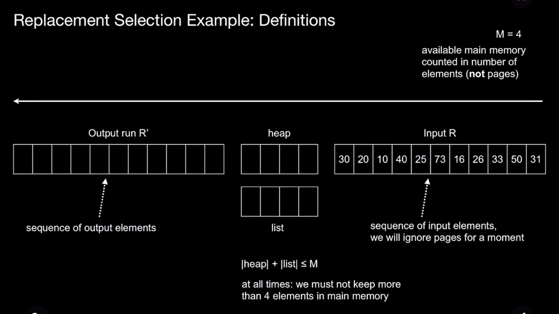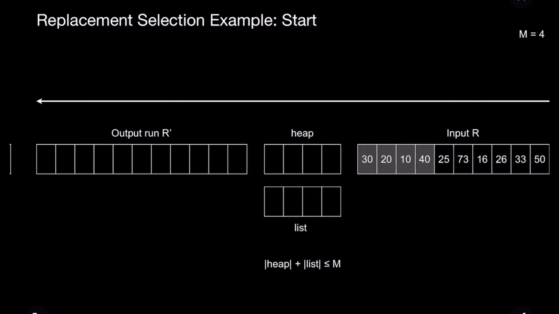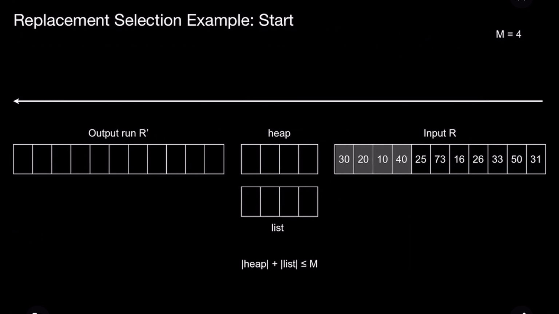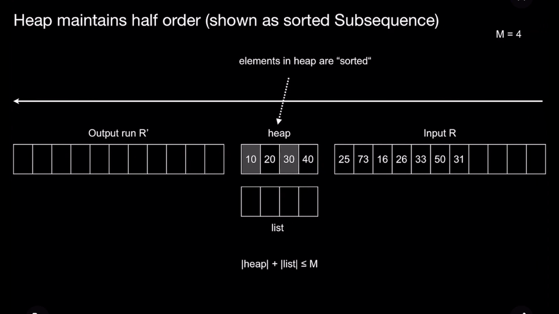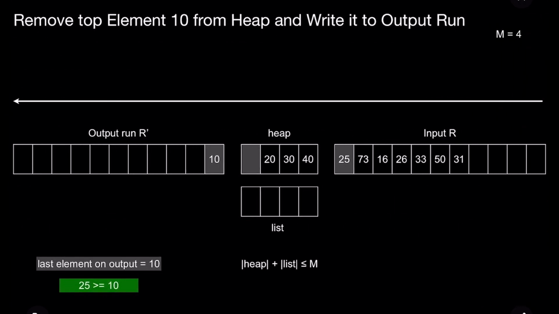So we start by filling up the heap with the first 4 elements. So here are my first 4 elements. Let's put them in the heap. Okay, the heap will create that half order, hard to show here. So I fully sort, basically create an order on the elements, something like that. So the elements in the heap are sorted, 10, 20, 30, and 40. Now the actual replacement selection algorithm starts as follows. I take the first element and I set it to be the last element on the output.